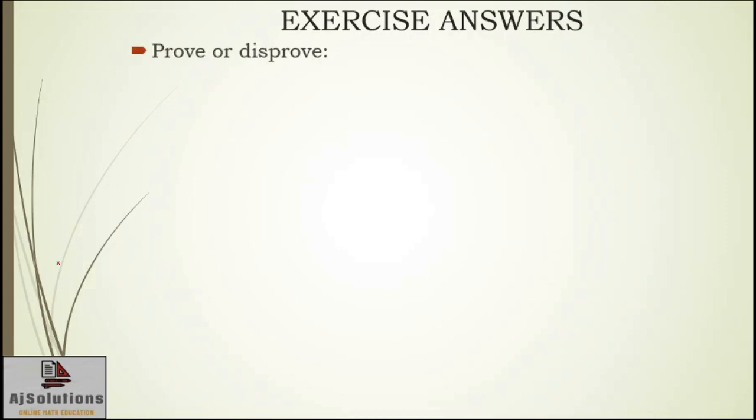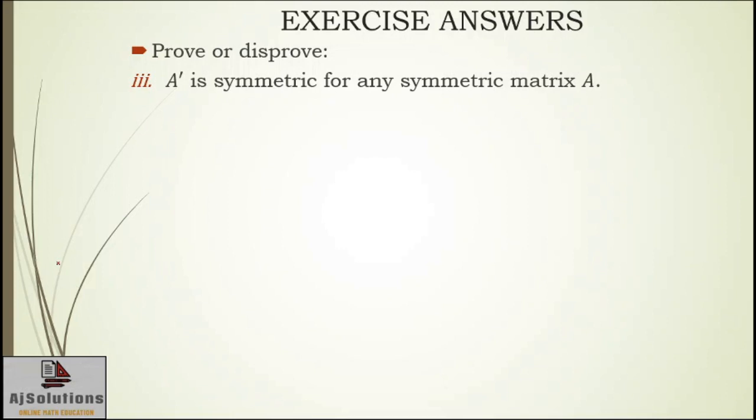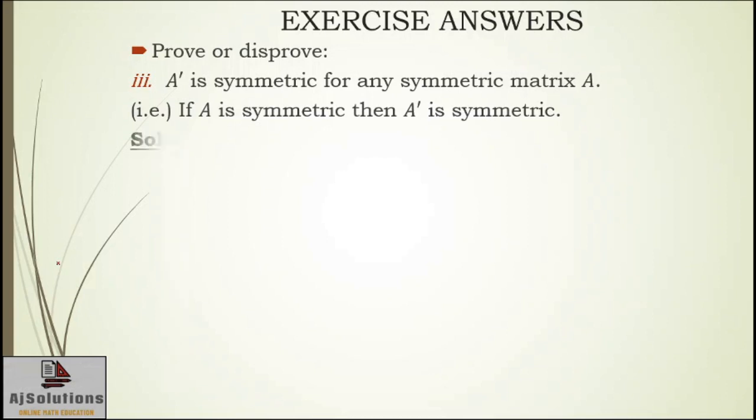Let's see the next problem. So here is your next prove or disprove statement. A transpose is symmetric for any symmetric matrix A, and I can say the same thing in verbal format as the transpose of a symmetric matrix is symmetric, or I can even say the same thing in if and then form as if A is symmetric, then A transpose is symmetric. This statement is true, so I am going to declare that first.